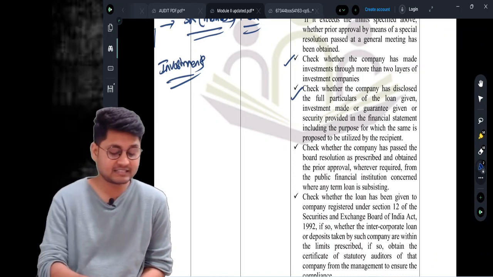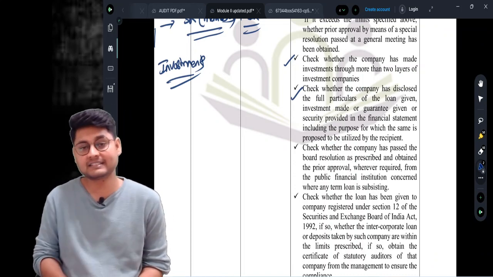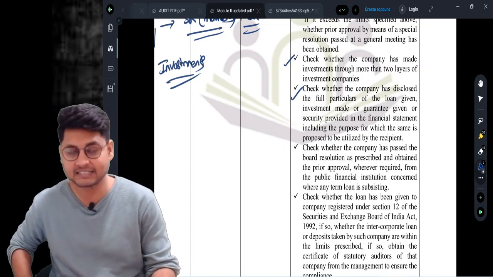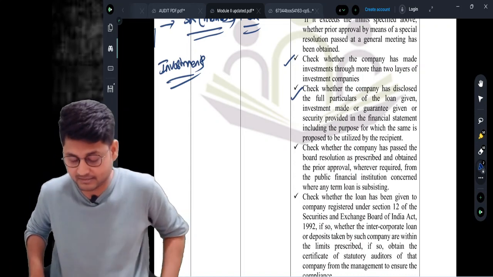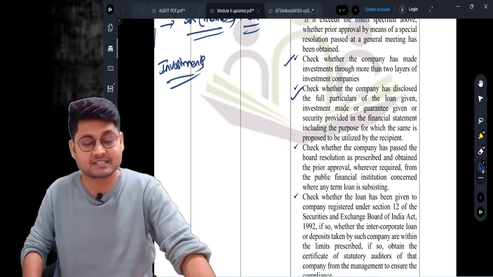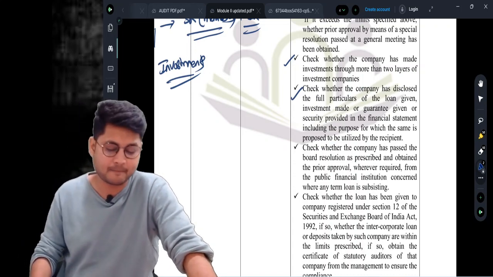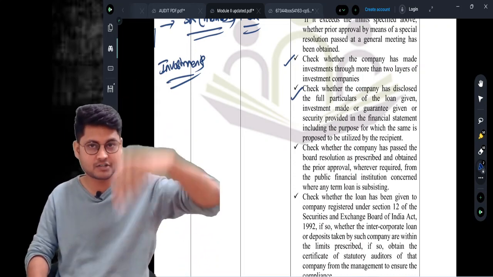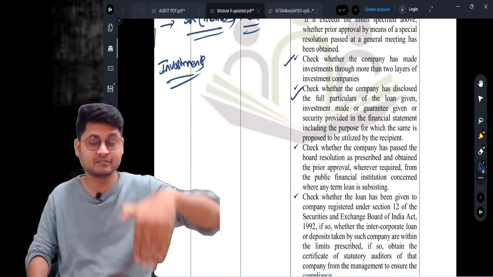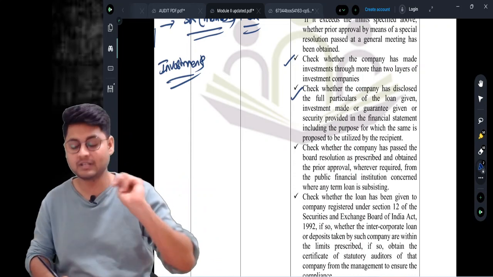When I was discussing section number 2, clause number 87, in the case of CA Inter students, the subsidiary company definition, we discussed one point called restriction on the maximum number of layers. A company can hold subsidiary companies in a vertical way, not in a horizontal way, not more than 2 layers.